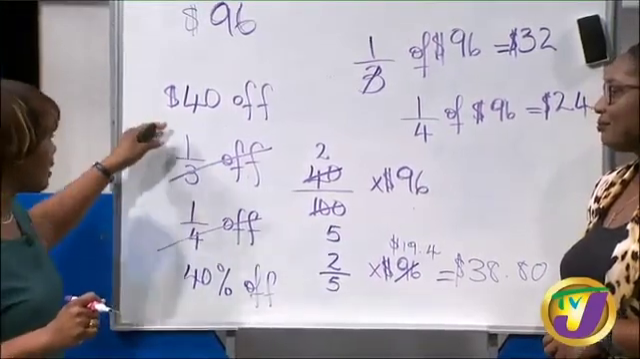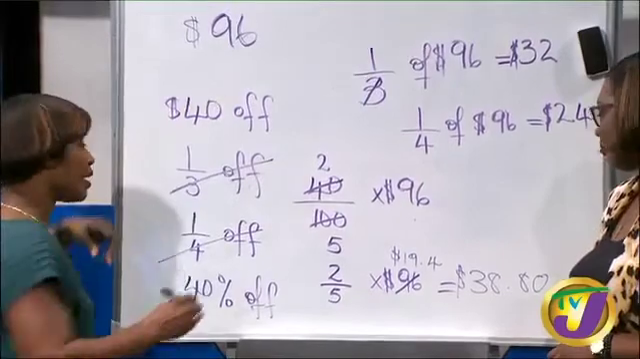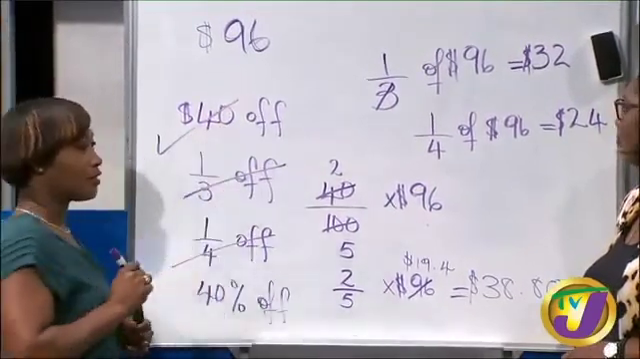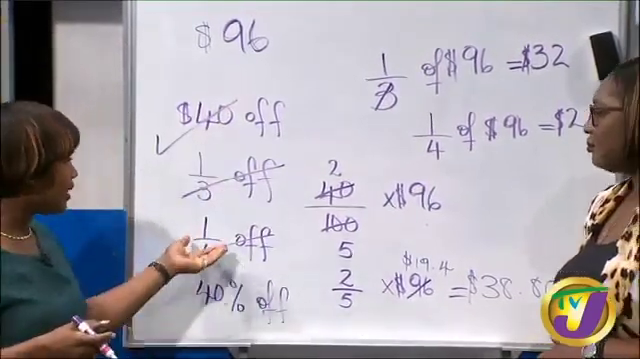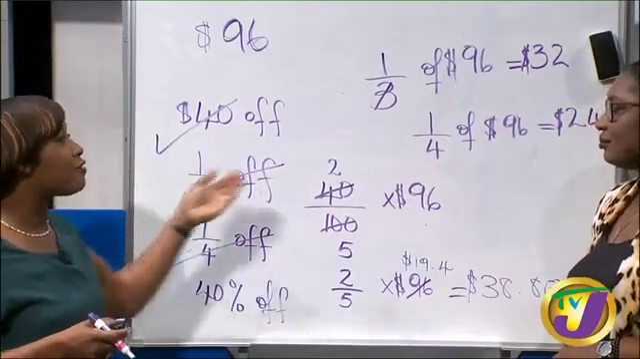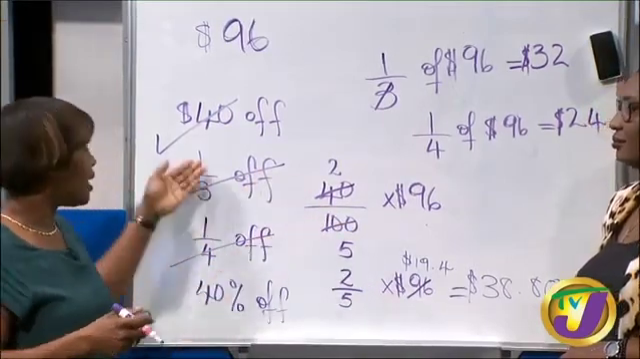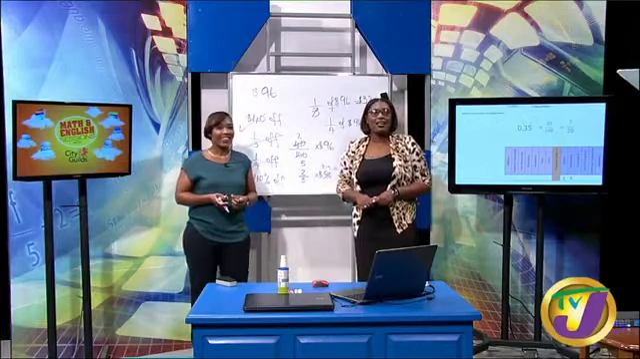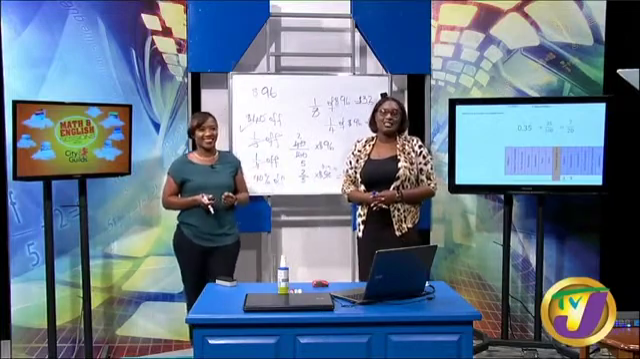So now looking back at my offers, $40 seemed to be the best option. So see, understanding how to find a fractional part of a whole made me choose the best option. That's all the time we have for today's lesson.